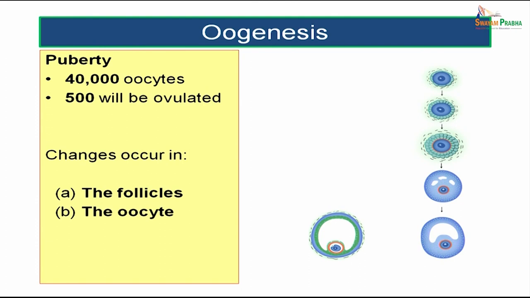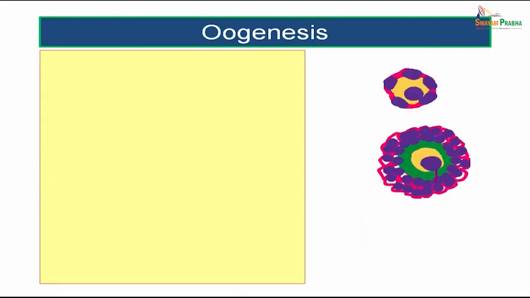Now let's discuss the oogenesis under the following headings: the changes which occur for the follicles and the changes which occur for the oocyte. So let's first see what are the changes happening for the follicle.